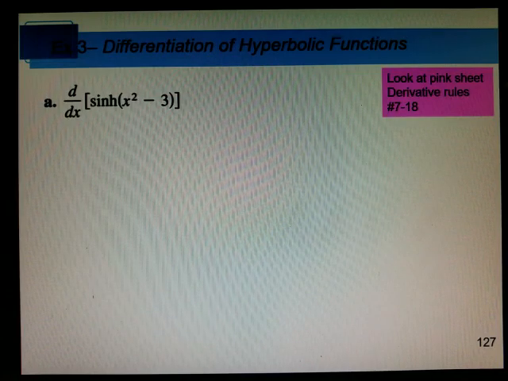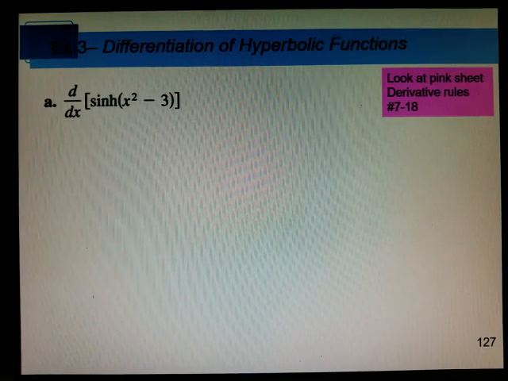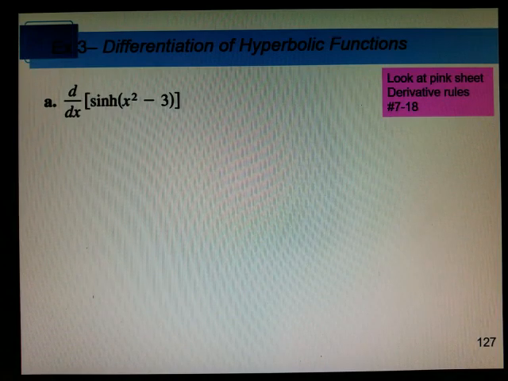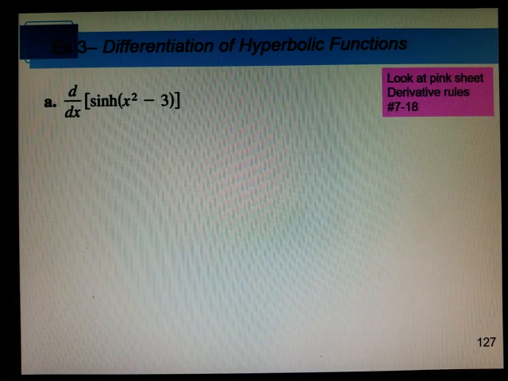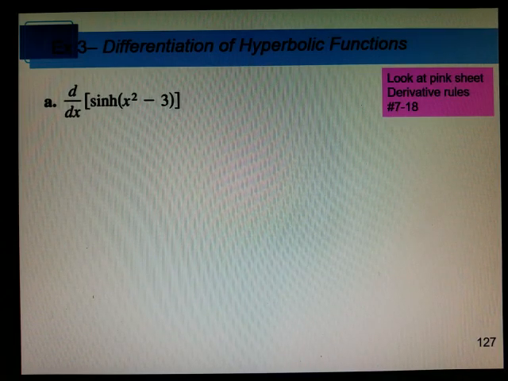All right, now I want the derivative of the hyperbolic sine of x squared minus 3. So now go look at your pink sheet. These I do put on my test. First I have to find the derivative rule for the hyperbolic sine of u. Rules number 7 through 18, which rule number is that? Hopefully you're thinking that's rule number 7. That would be correct. So your answer would be the hyperbolic cosine of your u, which was x squared minus 3, times the derivative of your u, which is 2x.